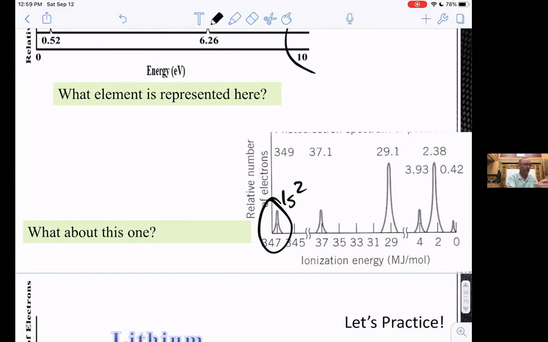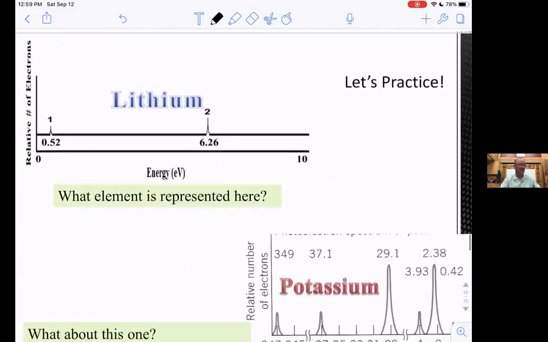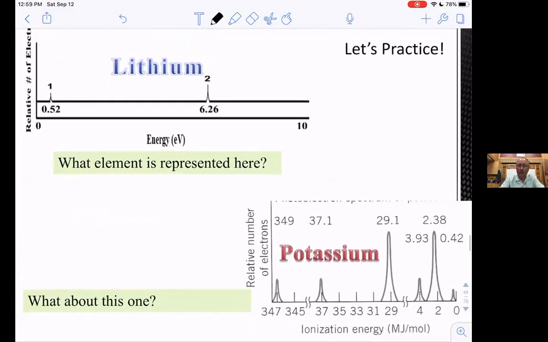So if I go through here, I've got the 1s2, and then the second energy level has an s, and the second energy level has a p. Well, that's a p6. And then I'm going to go to the 3s, and there are 2, and then the 3p, and there are 6, and then the next would be my 4s, and there is a 1. That's what you should have gotten. Did you pick which element it is? There they are. So the top one was lithium, like we did, and the bottom one is potassium.